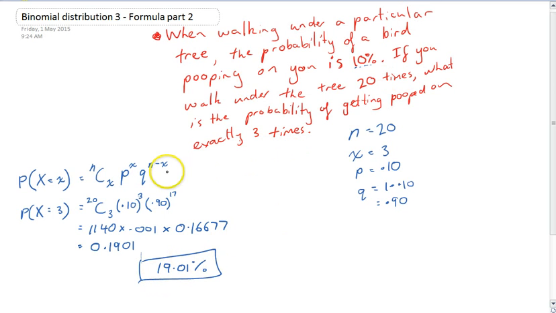Okay, so this is our binomial distribution. This is using the formula to solve those questions. It really now comes down to you practicing this stuff over and over and over again, making sure you're getting the correct answers, and if you aren't, you need to talk to me about it and see if we can fix it up somehow. All right, good luck.